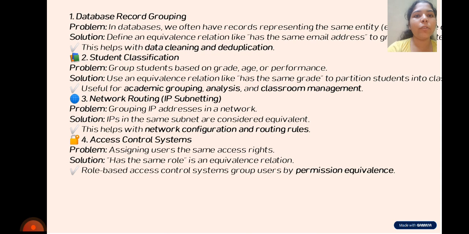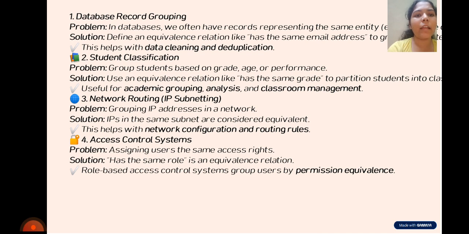Data record grouping. The problem is that in a database, we often have records representing the same entity. The solution is to define an equivalence relation like has the same email address. This helps with data cleaning and deduplication. Student classification: group students based on grades, age or performance. Use an equivalence relation like has the same group to partition students into classes. Useful for academic grouping, analyzing and classroom management.